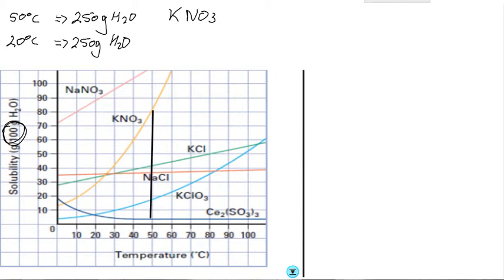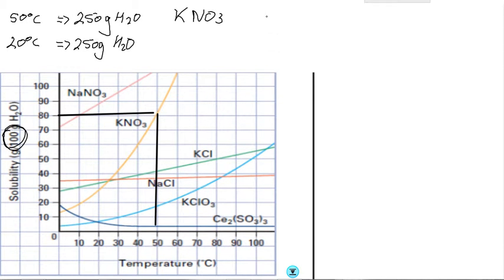If we go up, okay, and we'll take that line from 50 and we'll go across. So at 50 we will dissolve 80 grams of the solid, at 50 degrees Celsius. But remember that that is in 100 grams of water. So how do we work out how much we would have in 250 grams of water? Well, we simply multiply the 80 by 2.5.